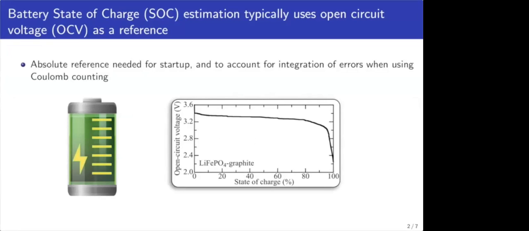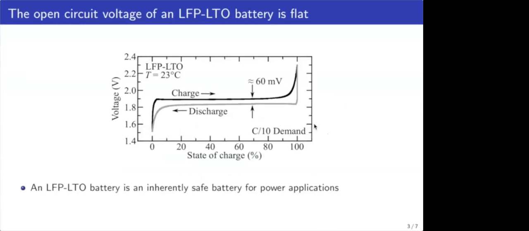Typically, this reference is supplied by the open circuit voltage, which is the voltage of the battery at rest. Here we see an example of this voltage versus state of charge for an LFP versus graphite battery, and there's this distinct one-to-one relationship between the state of charge and voltage. However, this is not true for all batteries.